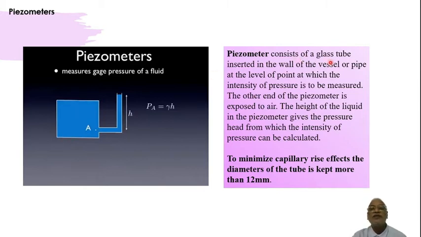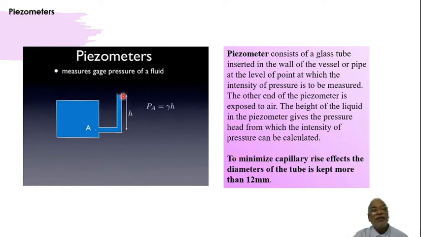So a piezometer consists of a glass tube inserted in a wall or a vessel or a pipe at the point at which the intensity of pressure is to be measured. The other end of the piezometer is exposed to atmospheric air. The height of liquid in the piezometer gives the pressure head, from which the intensity of pressure can be calculated.